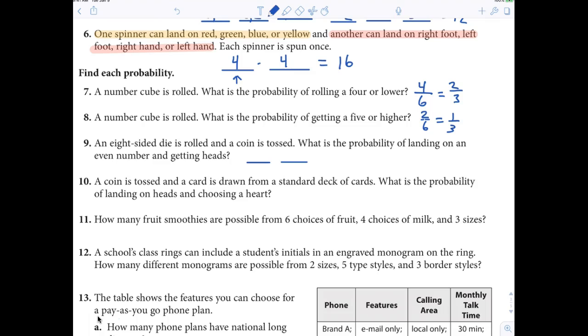How many numbers on the dice are there? 8. How many of them are going to be even? So then it would be 4 over 8. That's what I want you to write down now. 4 over 8 times. Now, what's the probability of getting a head?